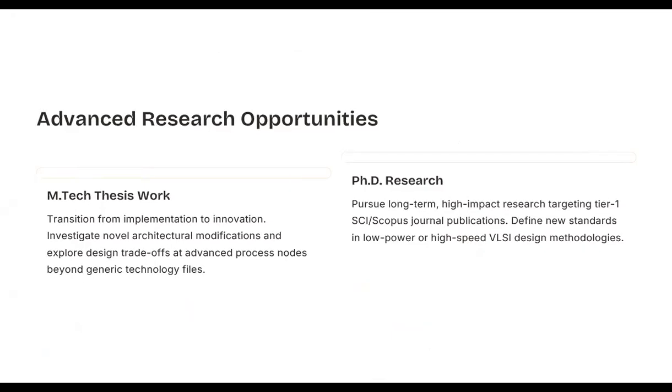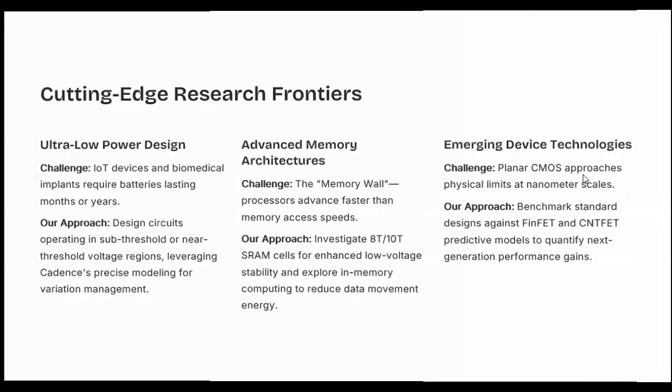Right? Then what are the advanced research opportunities? I told you what MTech people can work on and what PhD people can work on. In PhD you can define new standards for low power and high speed VLSI design techniques, and MTech people can definitely go for creating a novel architecture, whether it improves something or not. But as long as it's novel, it's good that you are doing it at your postgraduate level.